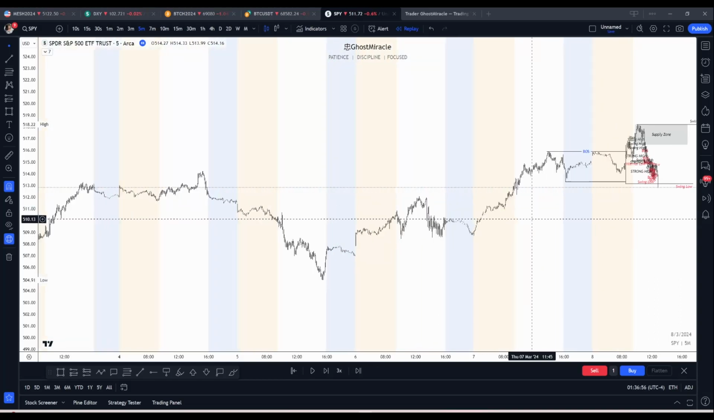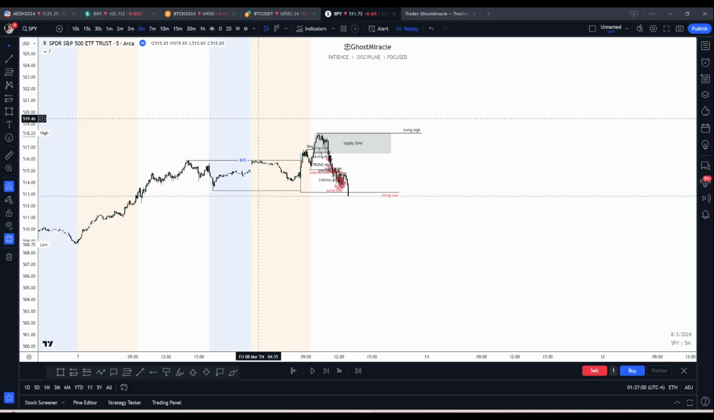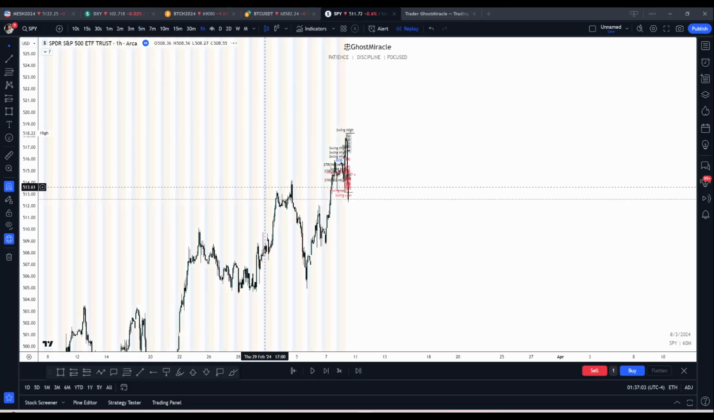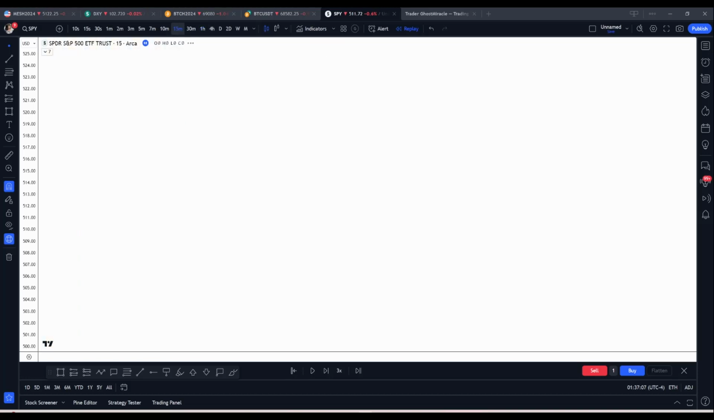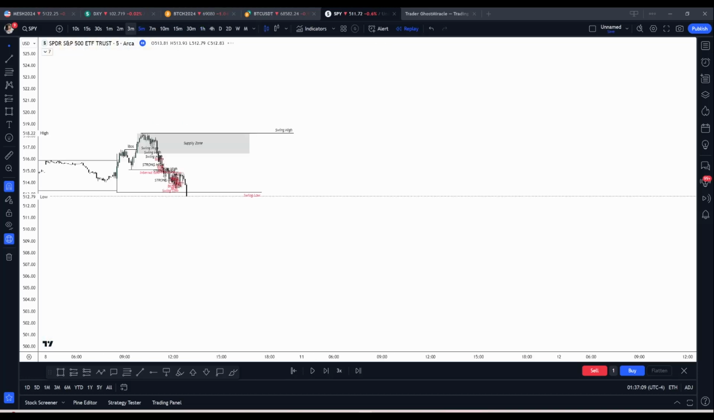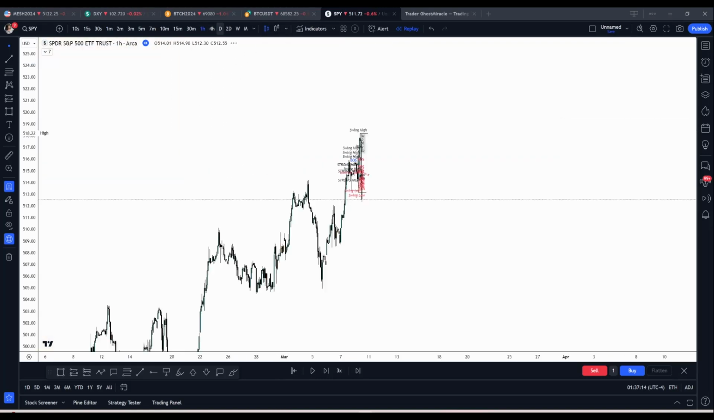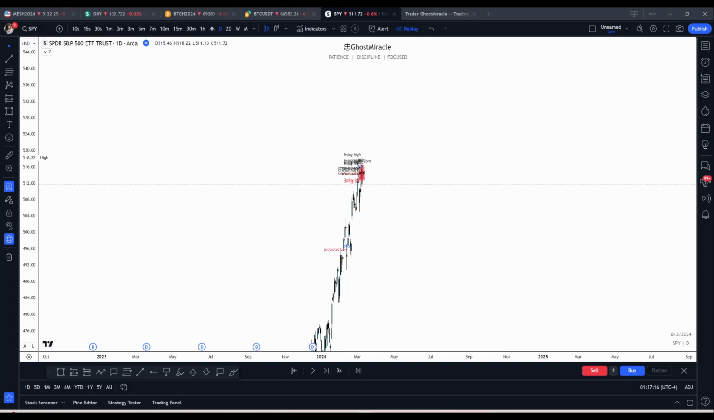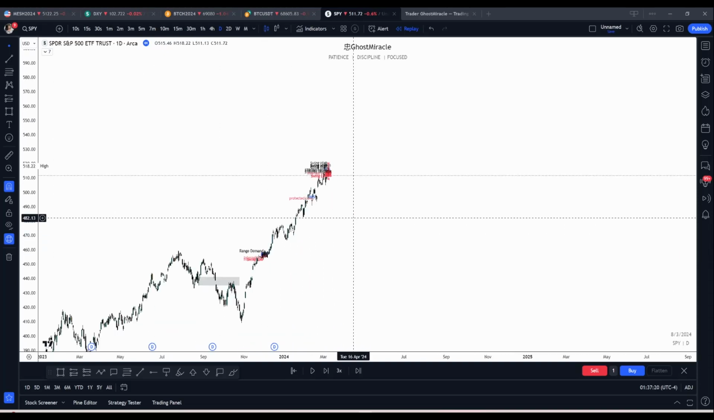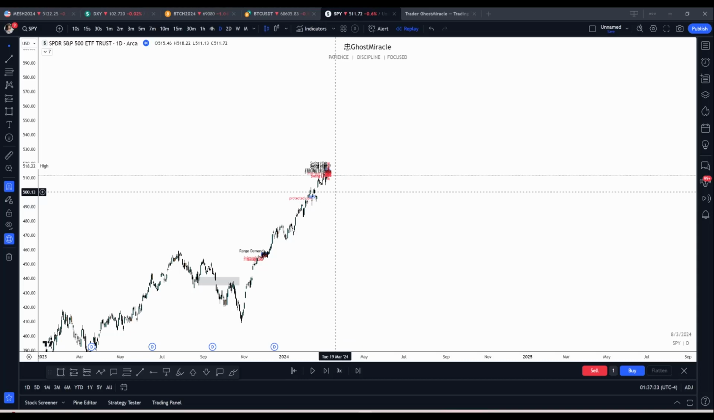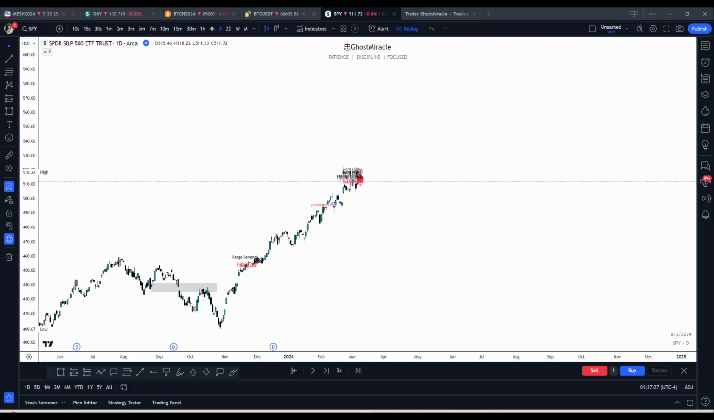But then use your, I use my 5 minute more now, lately, and the 1 hour. So I kind of use 1 hour, 15, 5, 1, and then so on, for my daily plays. Because looking at the daily time frame, it doesn't really give you much unless you're looking to swing.